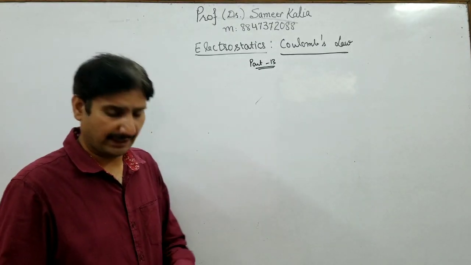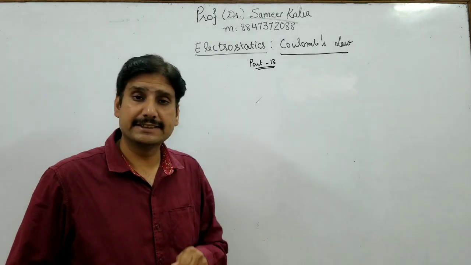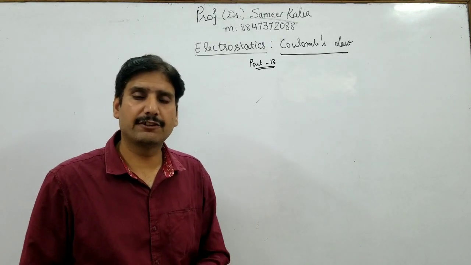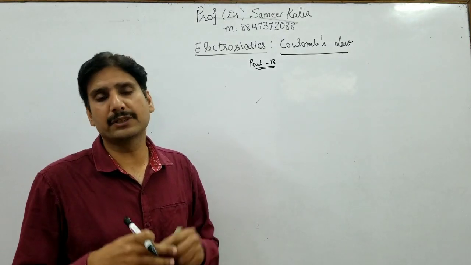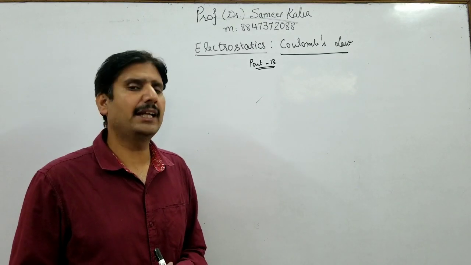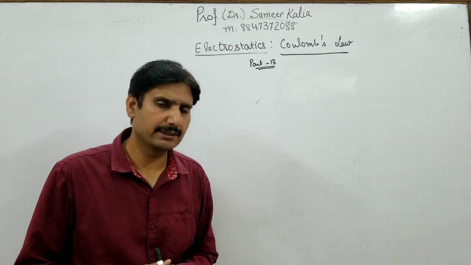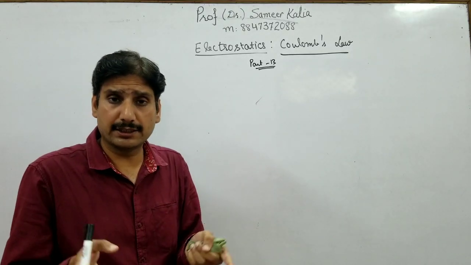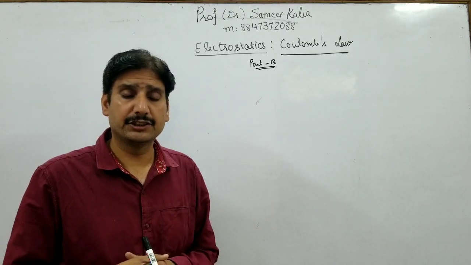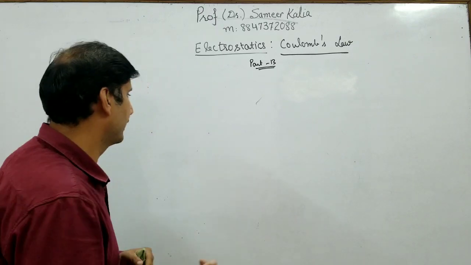Welcome back. In part 13 of this lecture series, I'll shift from discrete point charges to continuous charge distribution. And one of the simple examples to which we referred in the last part, a circular ring uniformly charged with, let's say, charge Q.